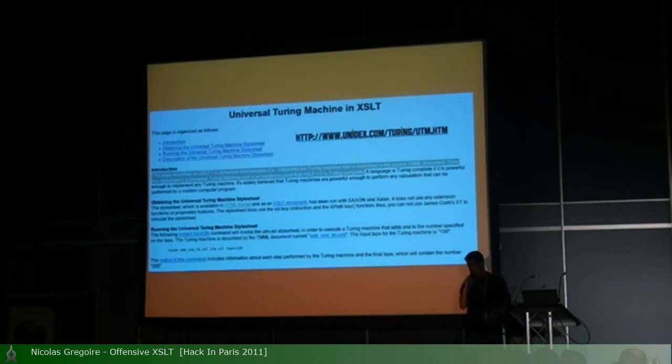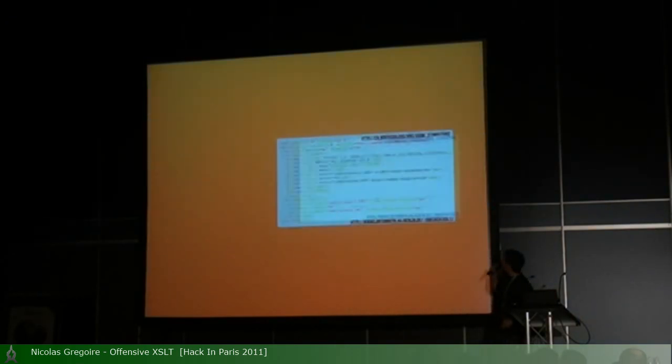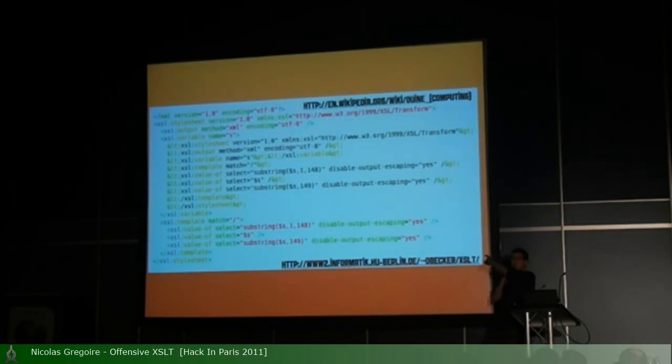And you can also have some nice tricks, like a Quine. A Quine is a program which will output itself. So it's somewhat funny to write this kind of stuff, and here is one in XSLT. Every piece of code I will show in this presentation is available online, so there is none of my own code in this presentation, only to be compliant with French law, LCEN, and similar things.